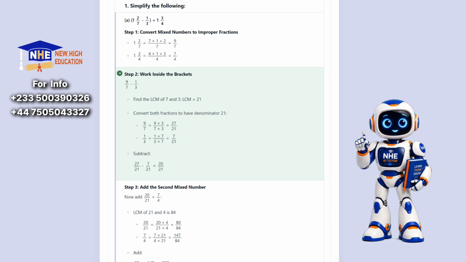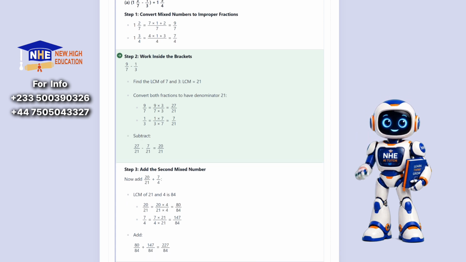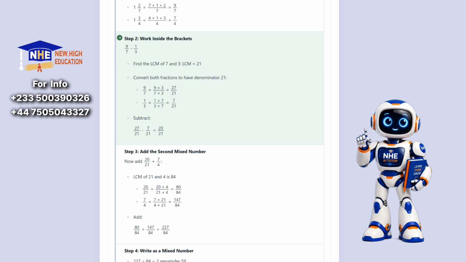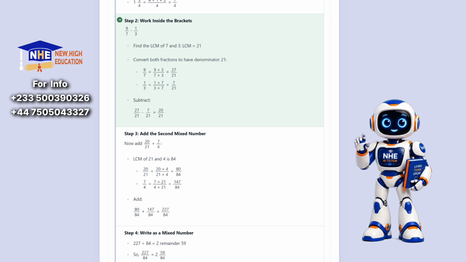Step 2. Work inside the brackets. Now let's solve 9/7 minus 1/3. To subtract these, we need a common denominator. The lowest common multiple of 7 and 3 is 21. So 9/7 becomes 27/21, and 1/3 becomes 7/21. Subtracting gives us 20/21. This is where many students make a mistake. Always check your denominators before subtracting.